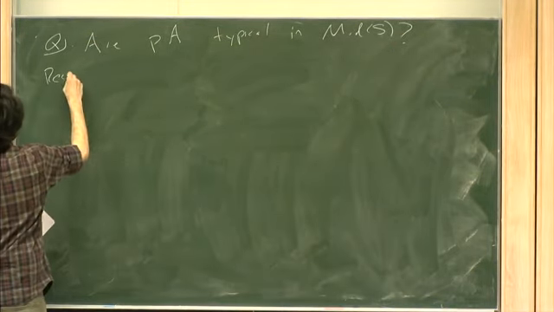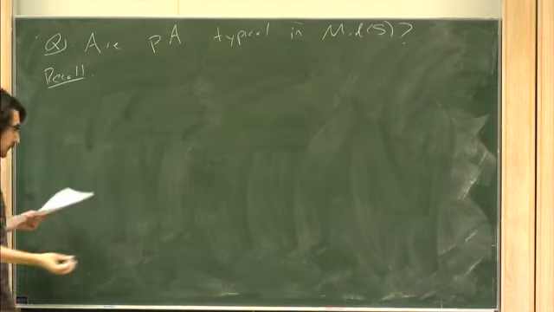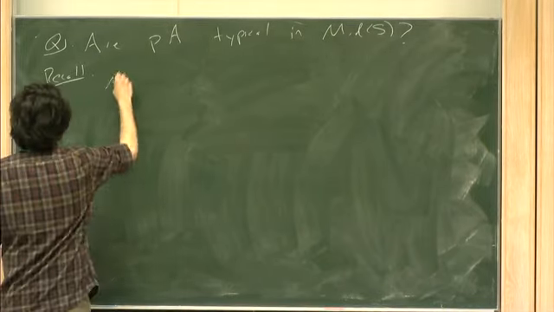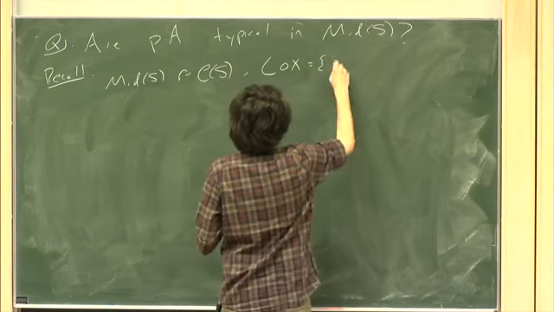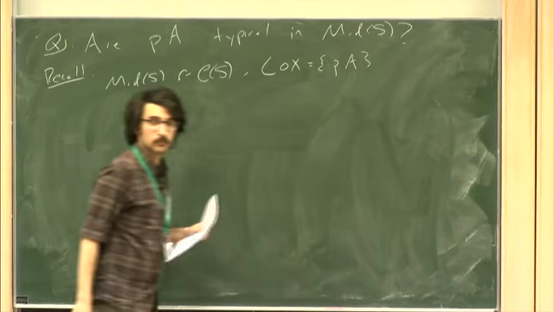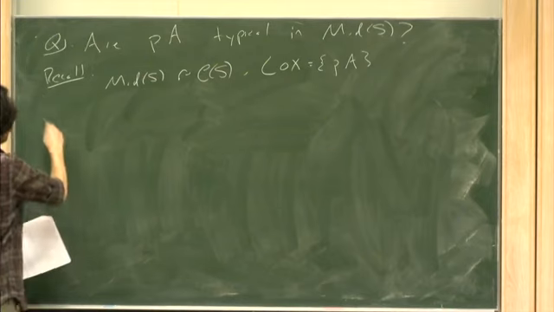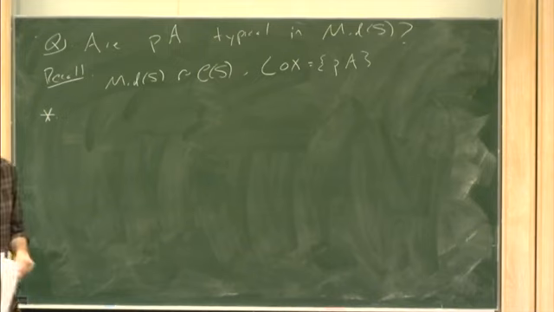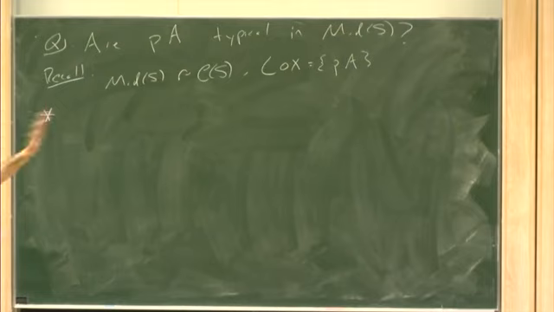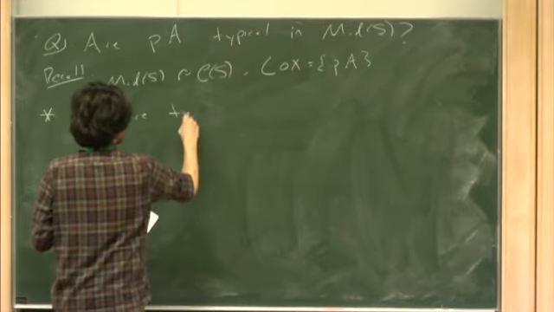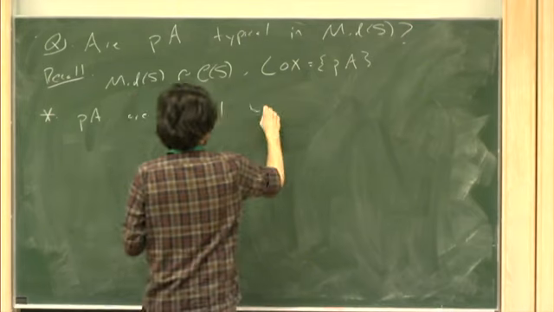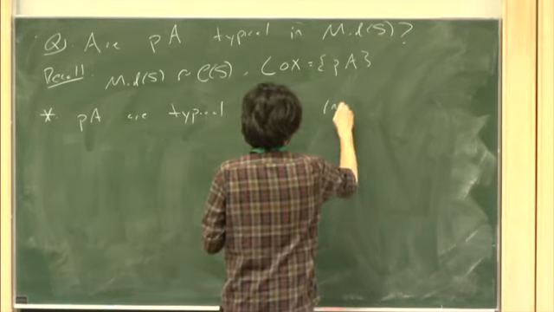And just recall the connection that Richard talked about. The mapping class group acts on the curve complex, and the loxodromic elements of this action are exactly the pseudo-Anosovs. Now, the first thing to note is that we have these two notions of typical. One of them was typical with respect to a random walk, and the question is answered in that case. So pseudo-Anosovs are typical with respect to random walks.